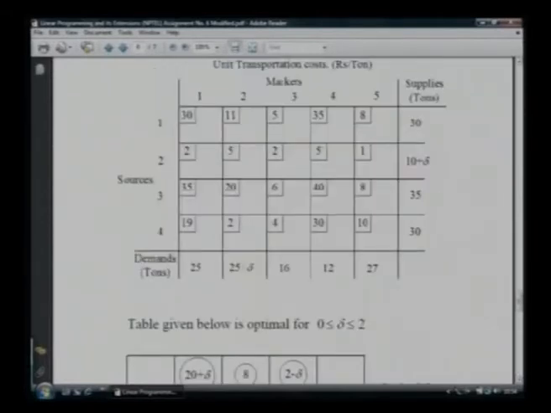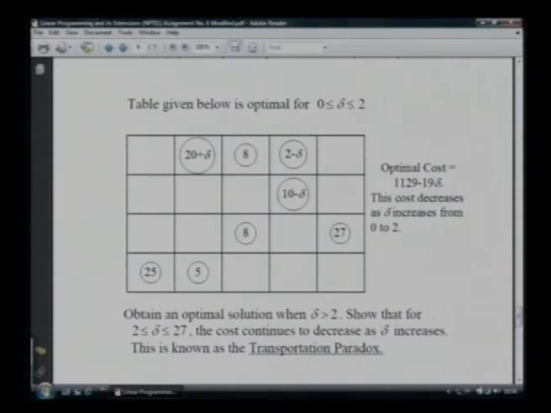So in this case, you see this is the table, and the 10 plus delta is the supply at source 2, and 25 plus delta is the demand at market 2. Now the solution shown in this tableau is feasible for delta between 0 and 2, and you can also verify that it is optimal for all values of delta between 0 and 2, right. But you see that the optimal cost is 1129 minus 19 delta. That means as delta increases, the cost will decrease. So this is the kind of paradox I am trying to show to you.